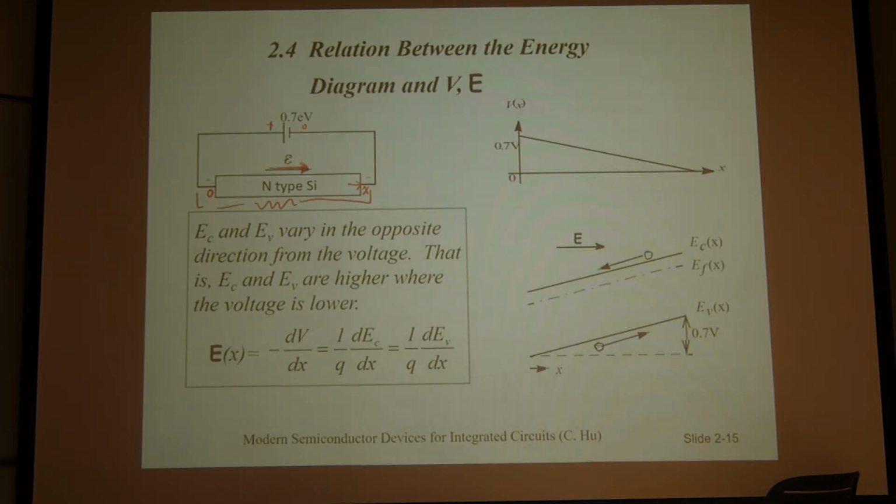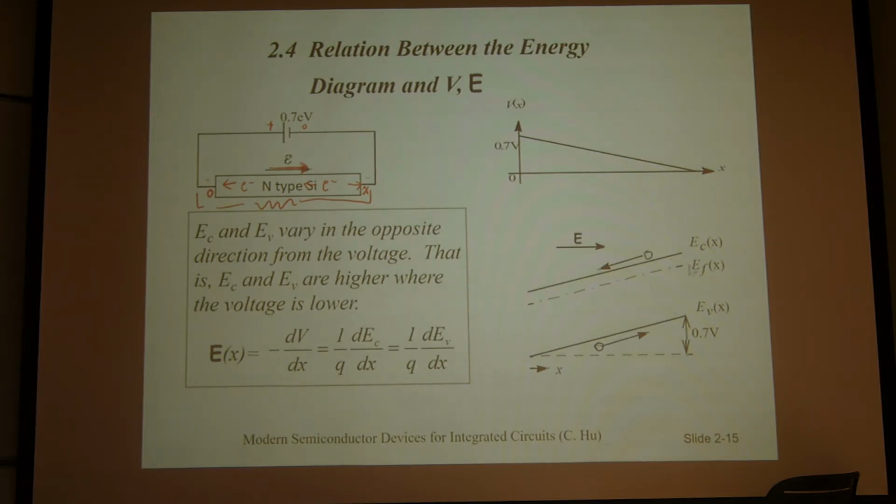Then the electrons here will move. Electrons will move to the left. Because it's n-type, the majority carrier is electron. Then electron will move to the left, of course, to the higher potential, voltage potential for electrons. So this is easy to understand. But what is more important here we want to discuss is the energy band diagram. So this is a very important concept here.